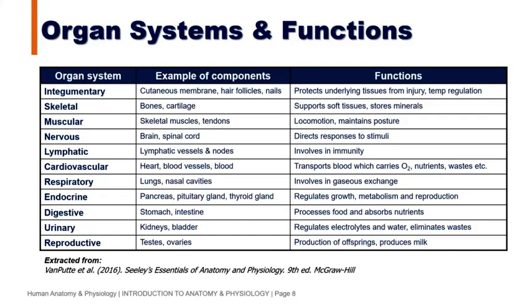You have your digestive system. Components are your stomach and intestine, which help to process food and absorb nutrients. Then you have our urinary system, where you have your kidneys and your bladder that regulate electrolytes and water and eliminate waste. Then we have the reproductive system, wherein you have your testes and your ovaries for the production of offspring, and it produces milk.